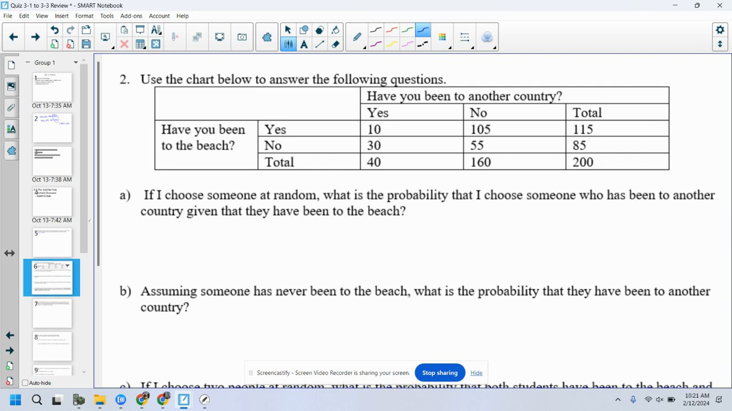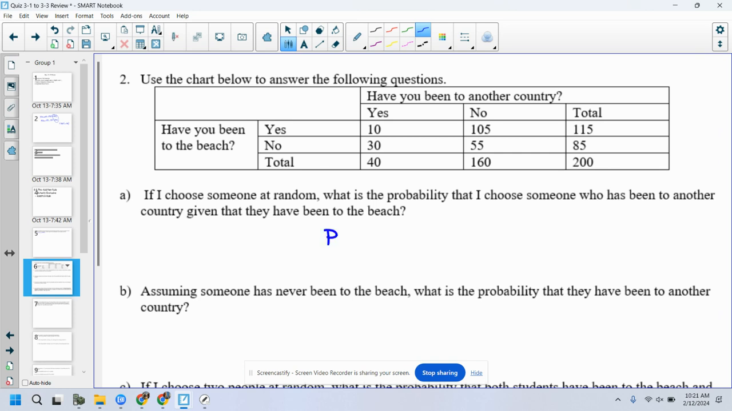So we see this contingency table. I'm asking, have you been to another country? And I can answer yes or no. And have you been to the beach? And I can answer yes or no. And I even got the totals there for you. So if I choose someone at random, what's the probability that I choose someone who has been to another country, given that they have been to the beach?